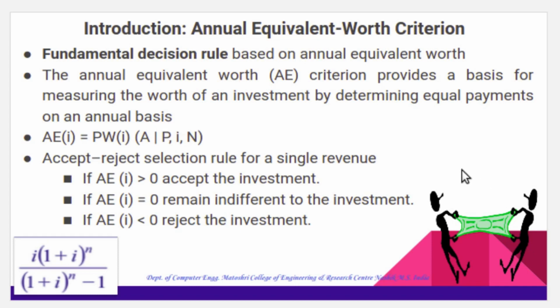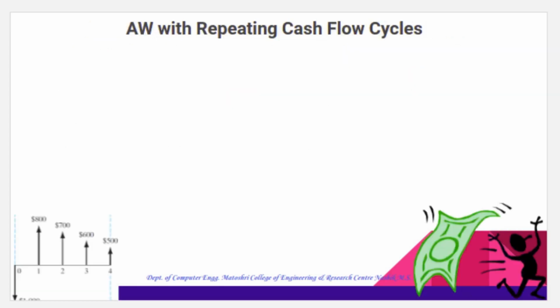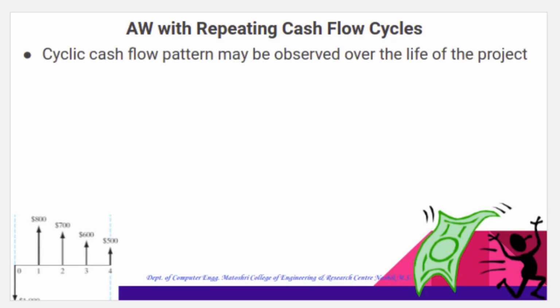So this is the thing associated with the annual worth criteria. Next, we will see the cash flow cycle. Now we learn annual worth calculation with repeating cash flow cycle. In some situations, a cyclic cash flow pattern may be observed over the life of the project.